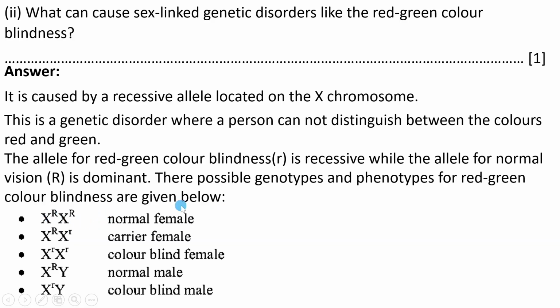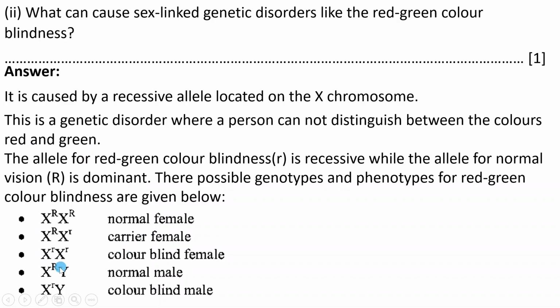So will be able to see normal. This one, carrier female, is having one gene X carrying that. So this person is a carrier but is normal, is able to see. Is not normal but can see green and red.